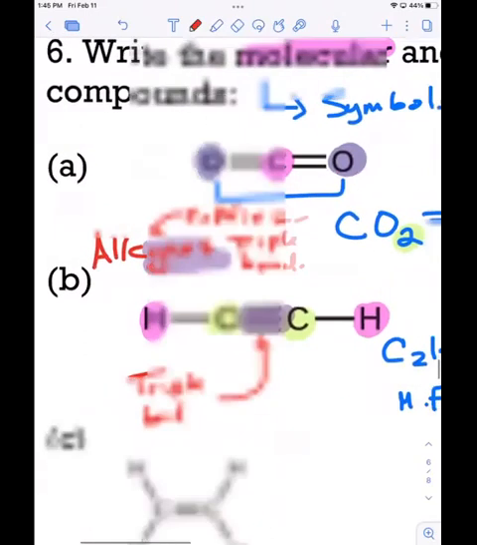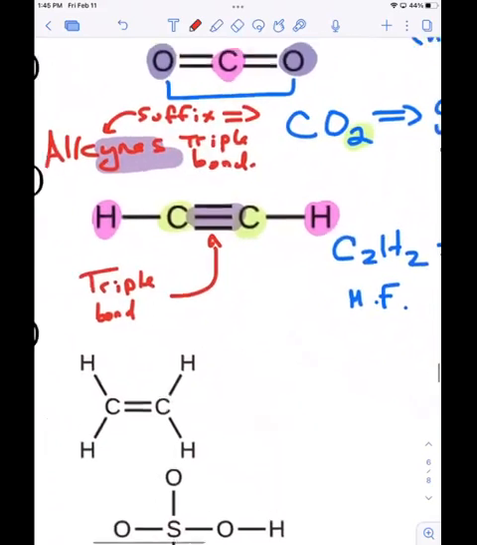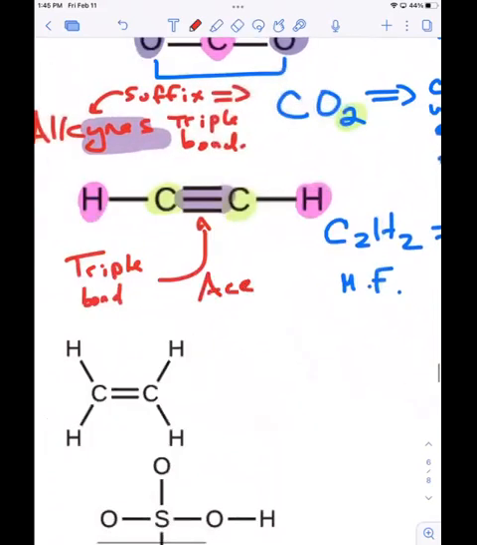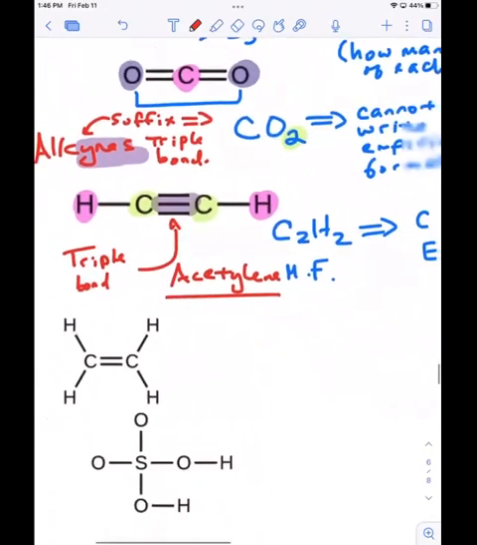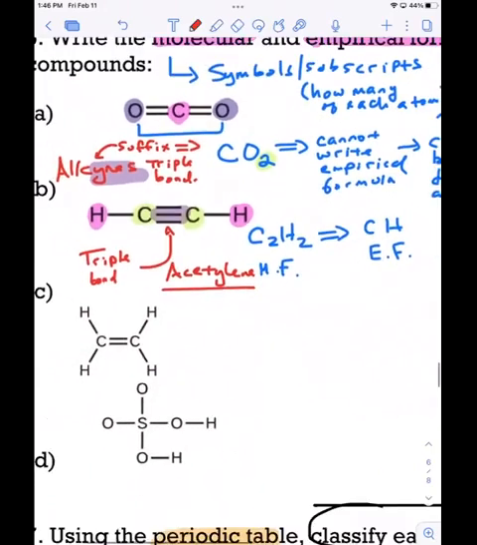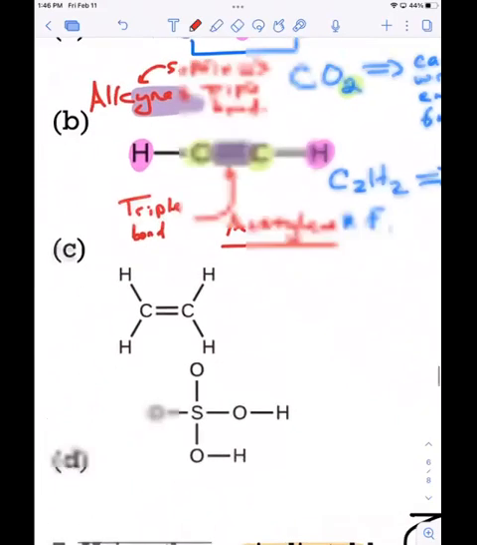This compound itself is called acetylene. It's actually used in blowtorches as a fuel. The molecular formula is C2H2, and the empirical formula is CH. All right, let's do the next one.